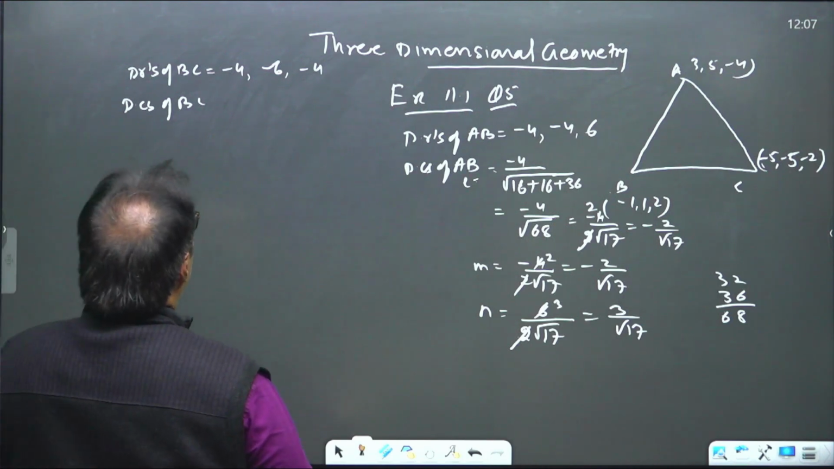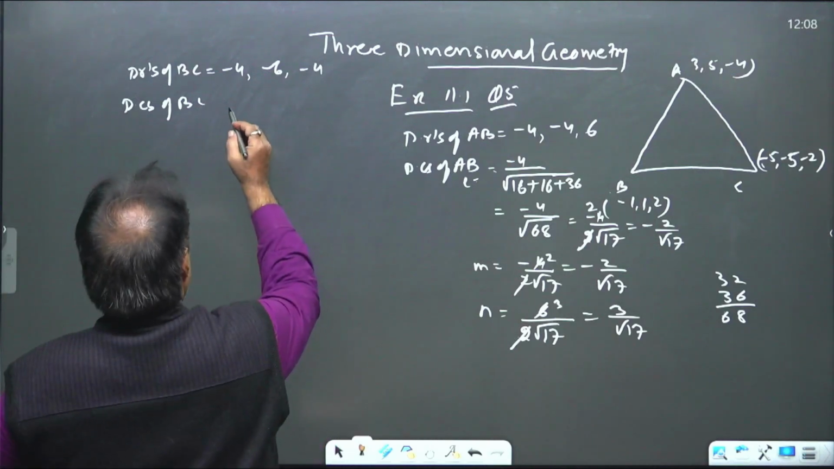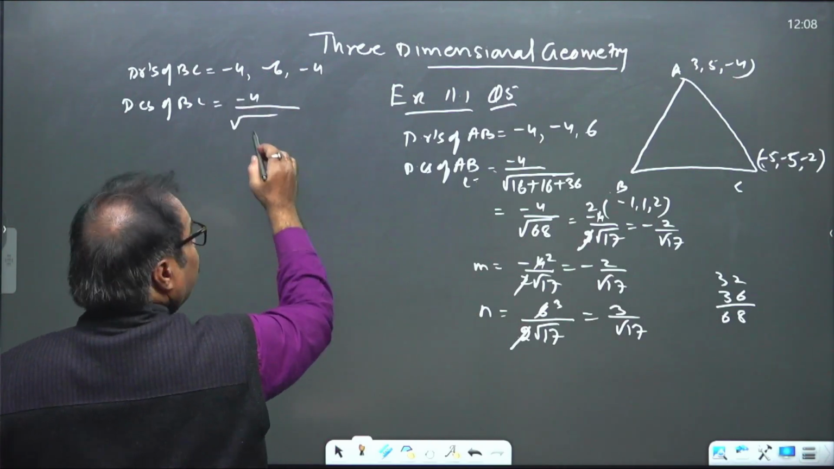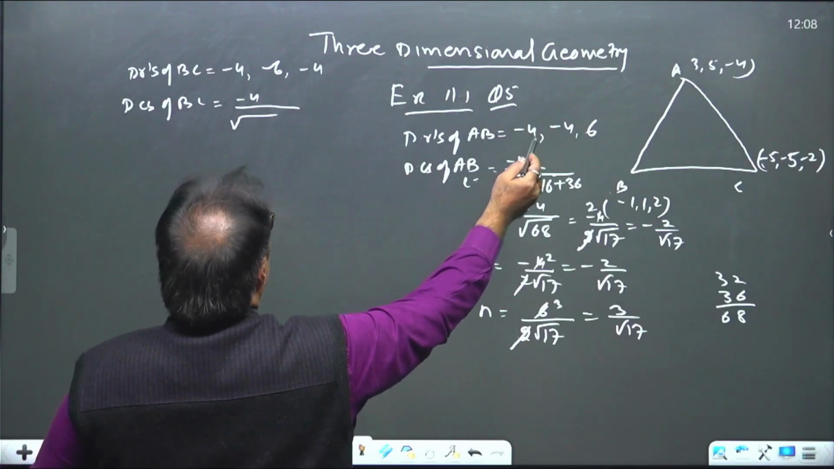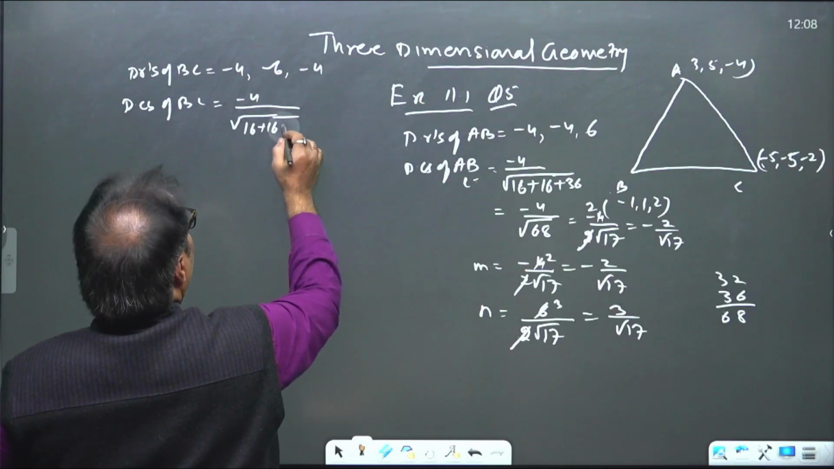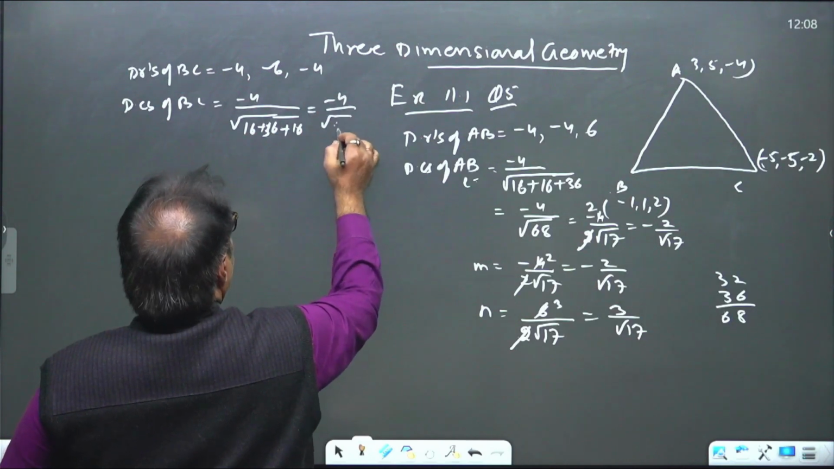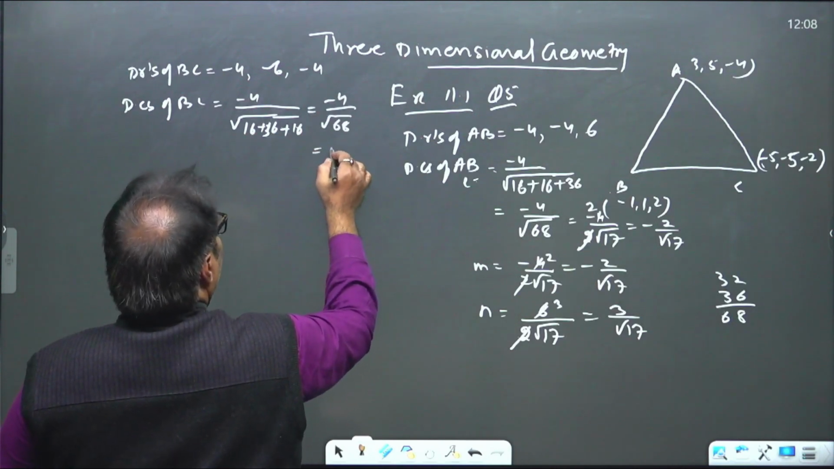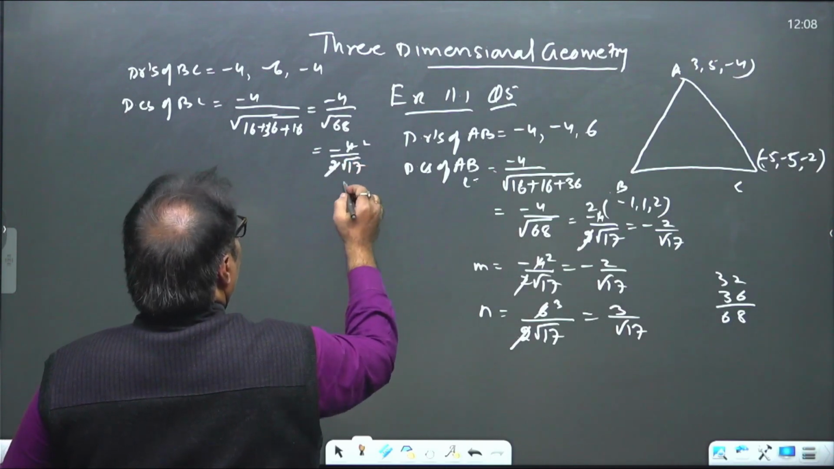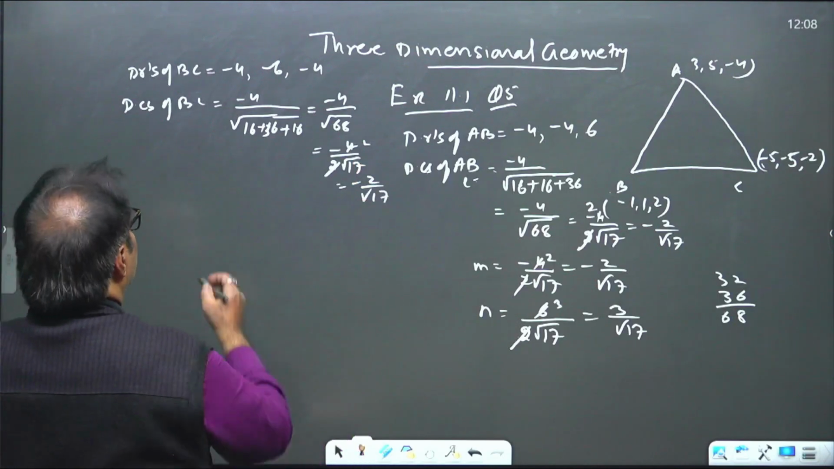So direction cosines of BC, by applying the formula plus minus a upon root over a square plus b square plus c square. So minus 4 upon root over of, this will be the same because the direction ratios are minus 4, minus 6, minus 4, so it will be 16 plus 36 plus 16. So minus 4 upon root over 68. So this is minus 4 upon twice of root 17. So this is minus 2. Finally, it will be minus 2 upon root over 17. And this is the value of L.